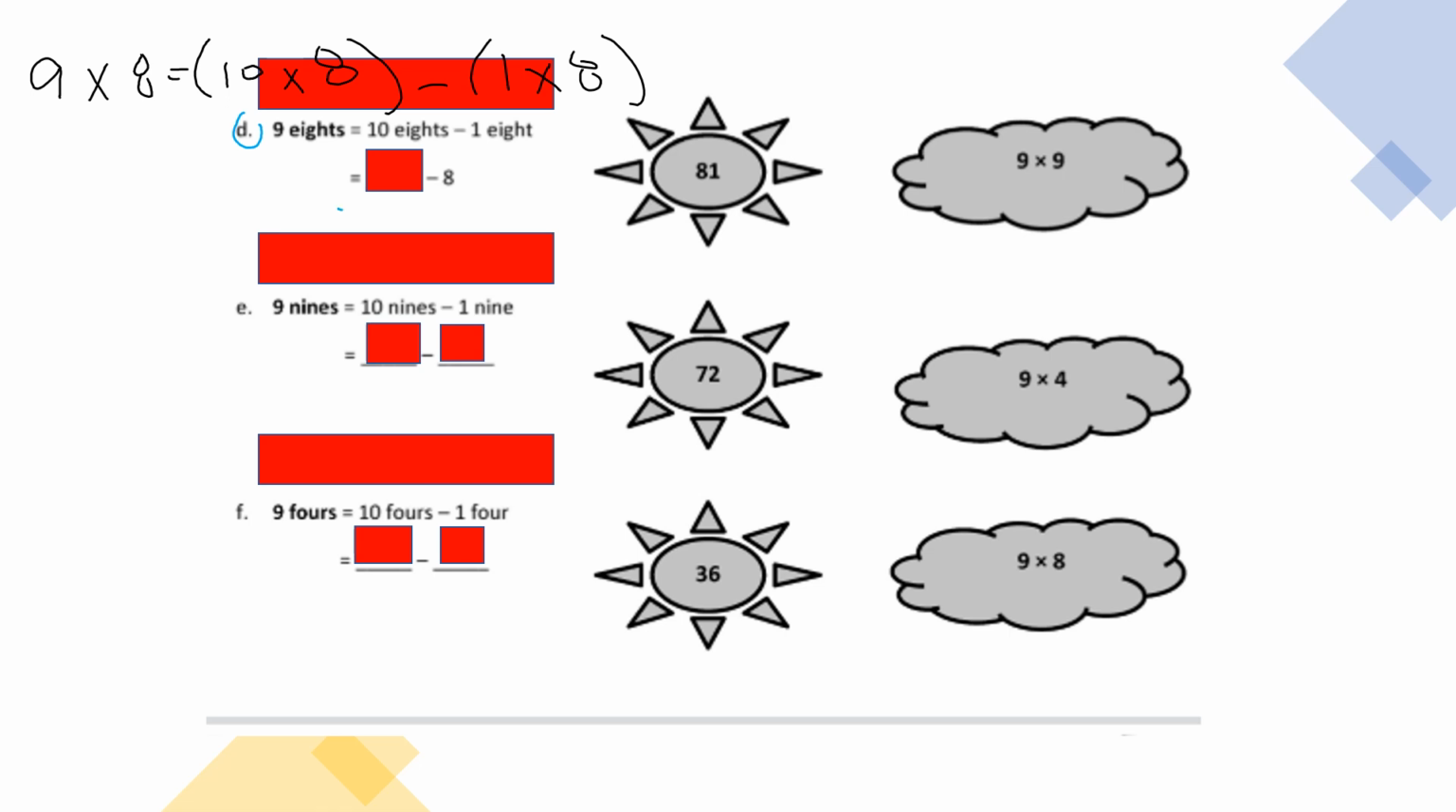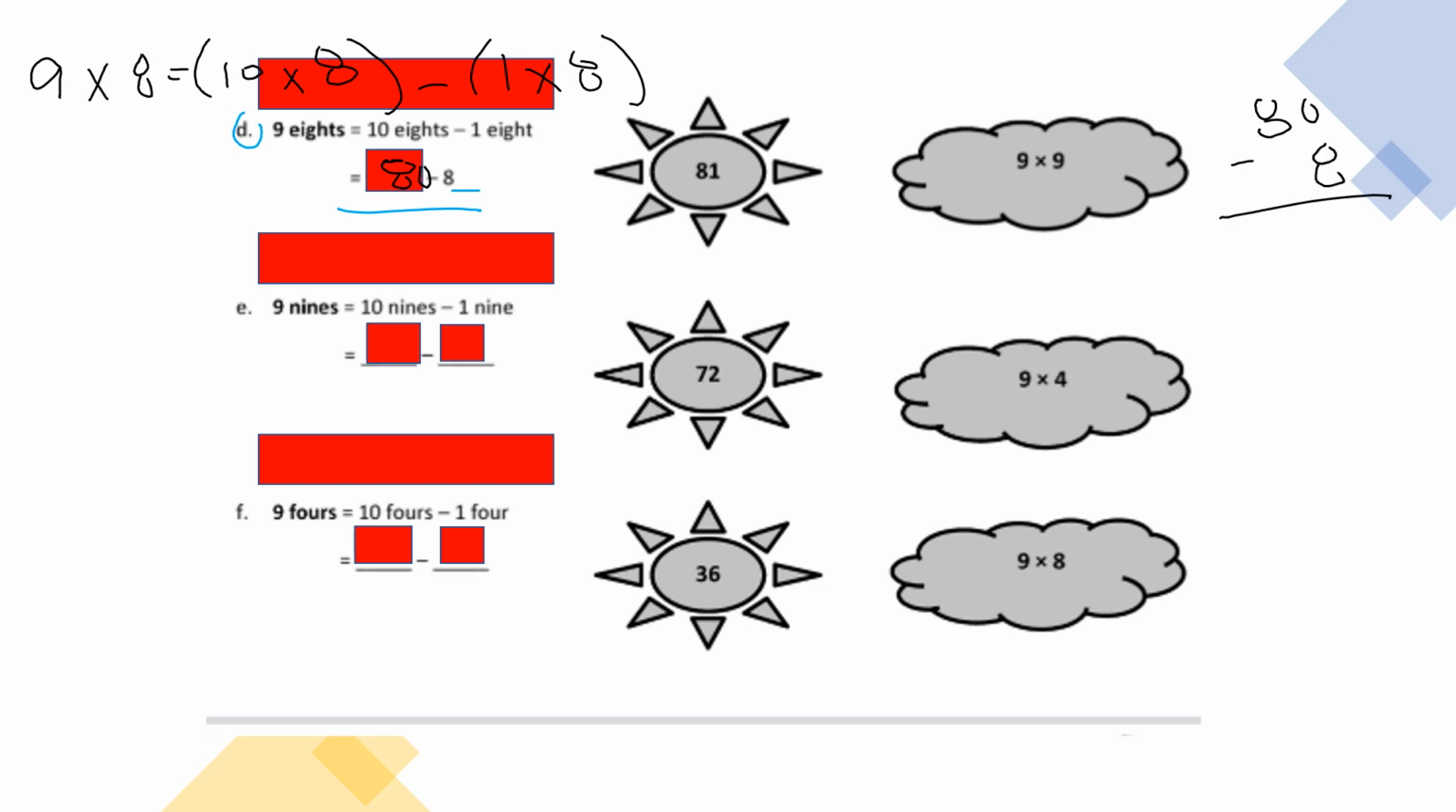Now right here, we solve. And that's where we write the solution. All right, well, 10 times 8 is 80. And 1 times 8 is 8, which is already here. So we have 80 minus 8. So if we do our work over here, we have 80 minus 8.